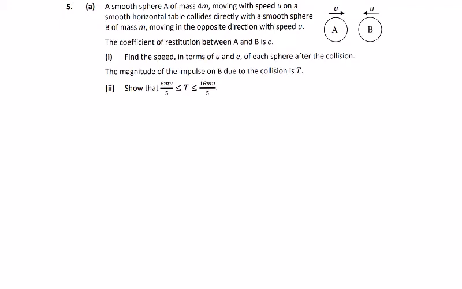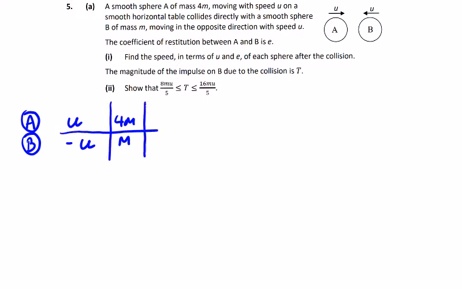In 2021, question 5, we have two spheres, A and B, one of mass 4m with speed u, and the other one with mass m and speed u, going in opposite directions. So we set up our table for A and B, and put our masses in, 4m and m. We can say A is moving in the positive i direction, so plus u, and B is moving in the negative i direction, minus u. So that's before, and their masses, and we'll always call their speeds afterwards P and Q.